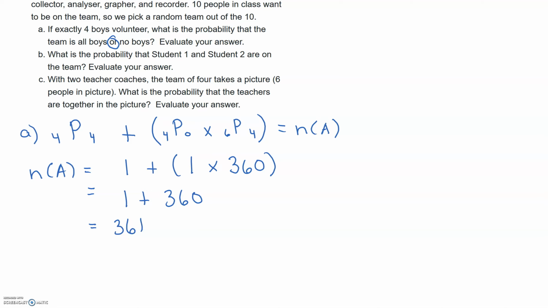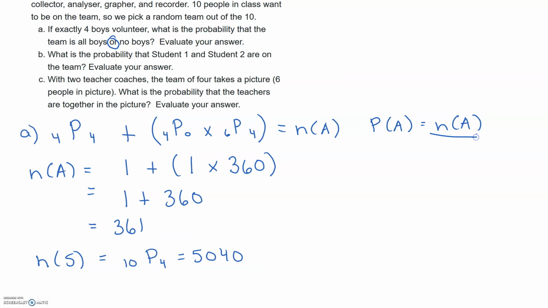What we need to do is evaluate the probability, but to do the probability, we need the sample space. And the sample space here is picking 4 people out of 10. And remember, the order matters because these are specific roles. So if you do the math on that, you get 5,040. So to do the probability, all you have to do is take the number of ways that you want no boys or all boys, divide that by your sample space, and that will give you this answer here, which you can then turn into a decimal or a percentage.